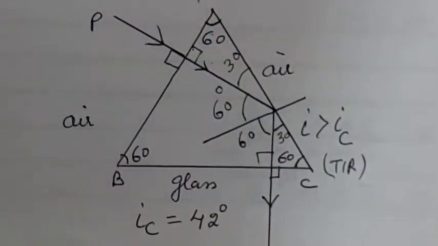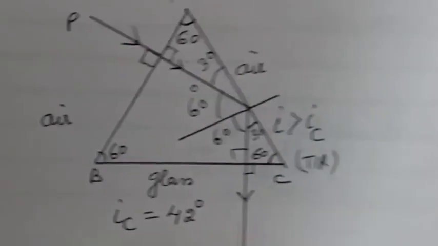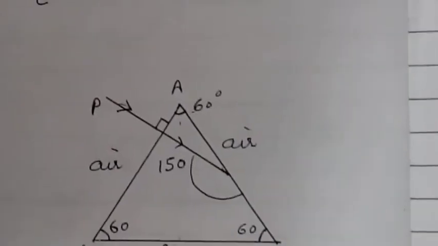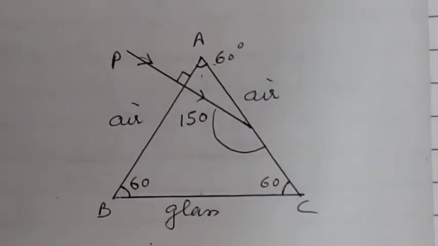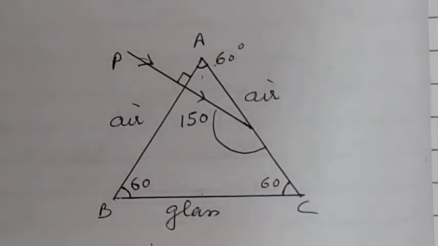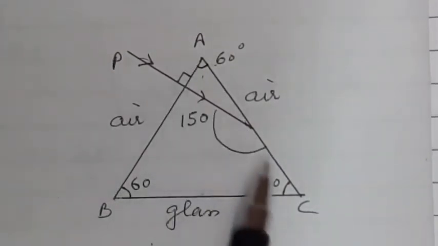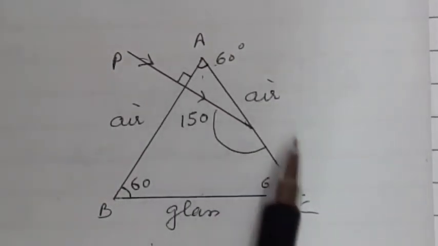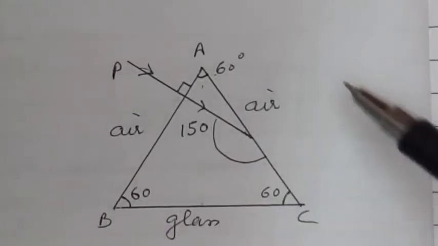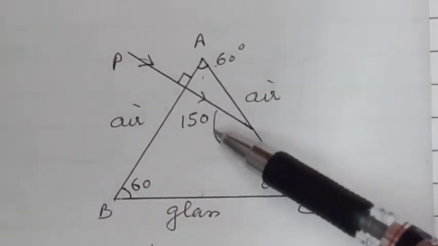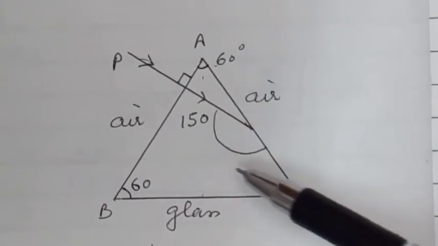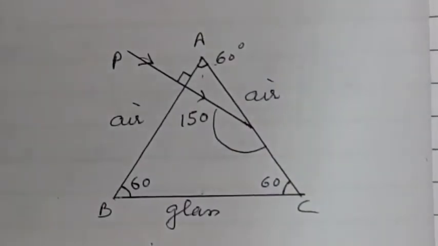The same numerical can be asked in a different way. The same numerical has been asked at times in a different manner. Here we have another one. Light is made to fall normally on the side AC of an equilateral prism, and this angle is given to be 150 degrees. Now how to solve this?